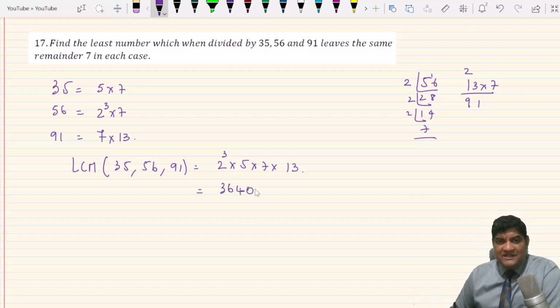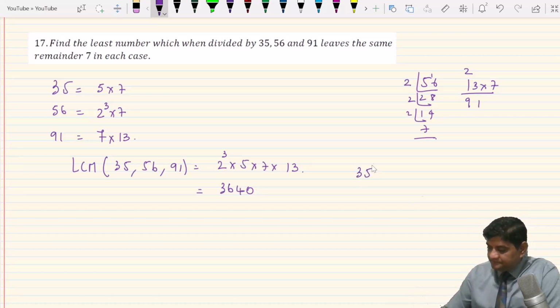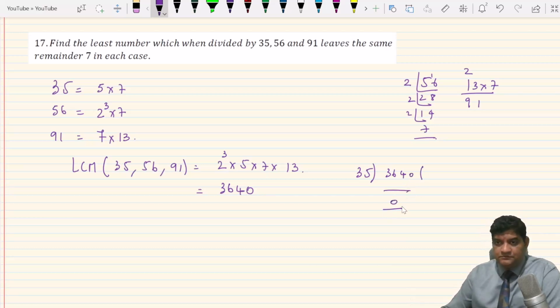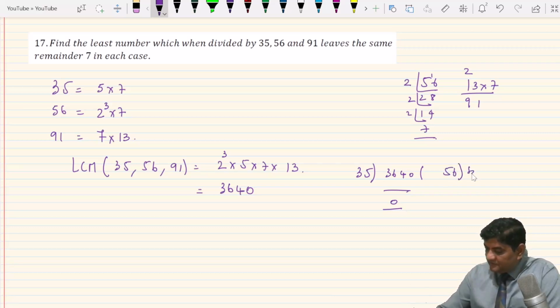So what does this mean? It simply means that 35 completely divides 3640, 56 also completely divides it, 91 also divides it, which means in all the three cases, when I do this division, I will get the remainder as 0 for sure. Even for 56, the remainder will be 0.